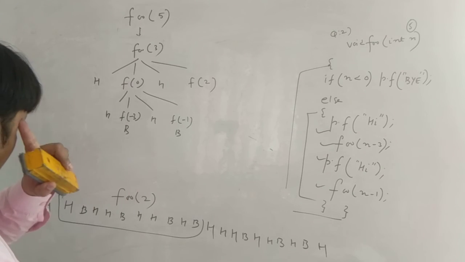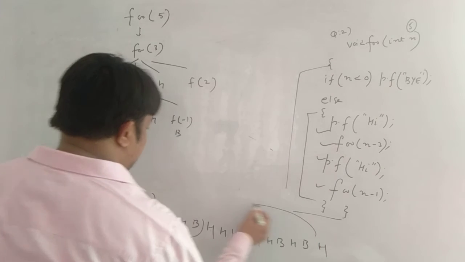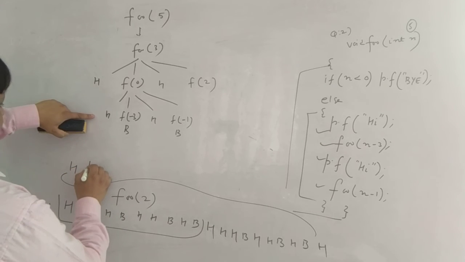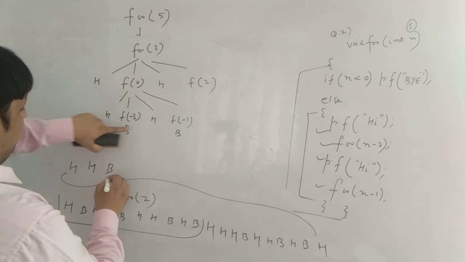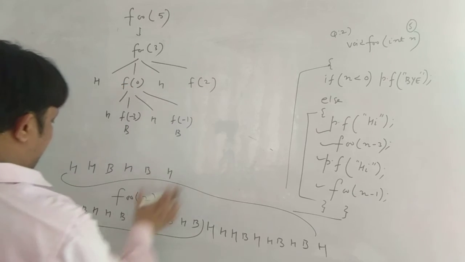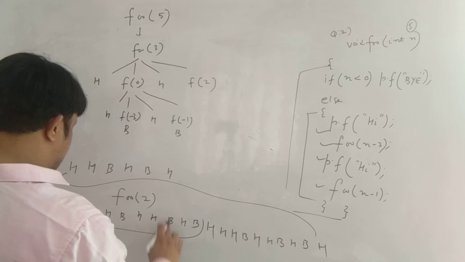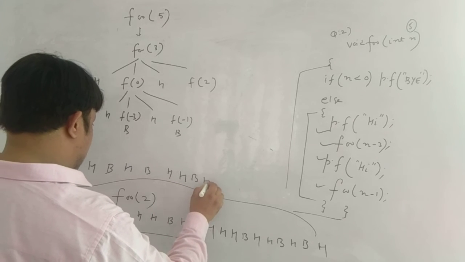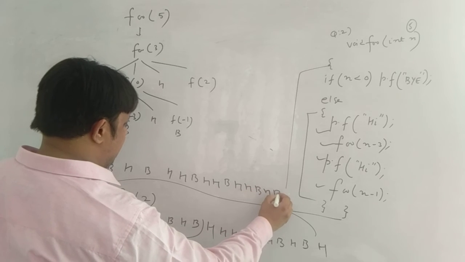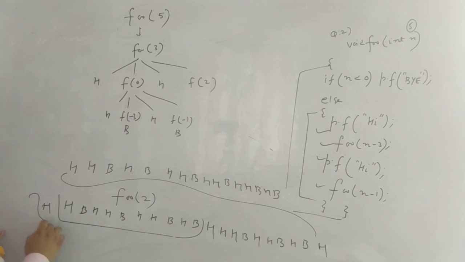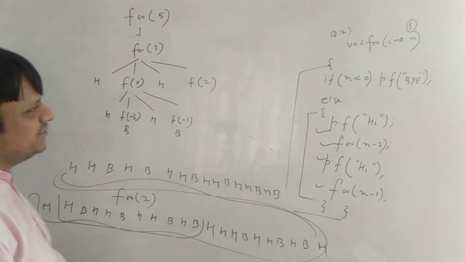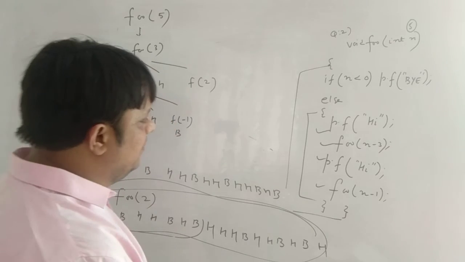Right. So after this, I am writing the answer here. After this H gets printed, then this H gets printed, then this B, then this H, then B, then H. And for foo(2) you have this answer here. It is H, B, H, H, B, H, H, B, H, B. So this is the beautiful answer which you are seeing here. So this is your answer for foo(5), right?